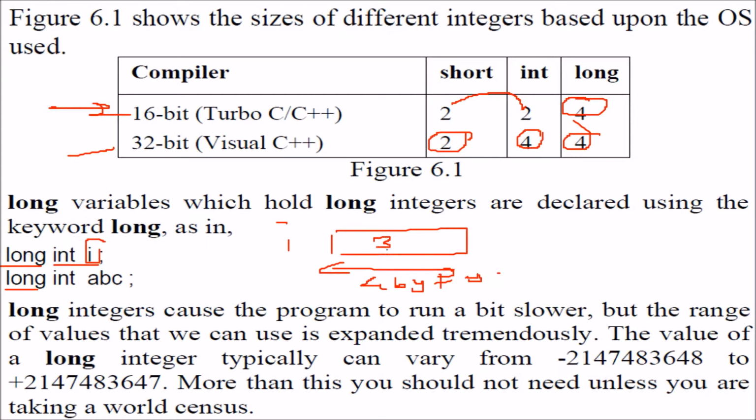But please understand, if the size is higher, the program will be a bit slower. Because if you see, this is 4 bytes. So 4 bytes means 4 into 8 bits, that is 32 bits. So the range goes up to 2 to the power 32. This is the range. It means you take half of this on the negative side, half of this on the positive side. This is how it goes.